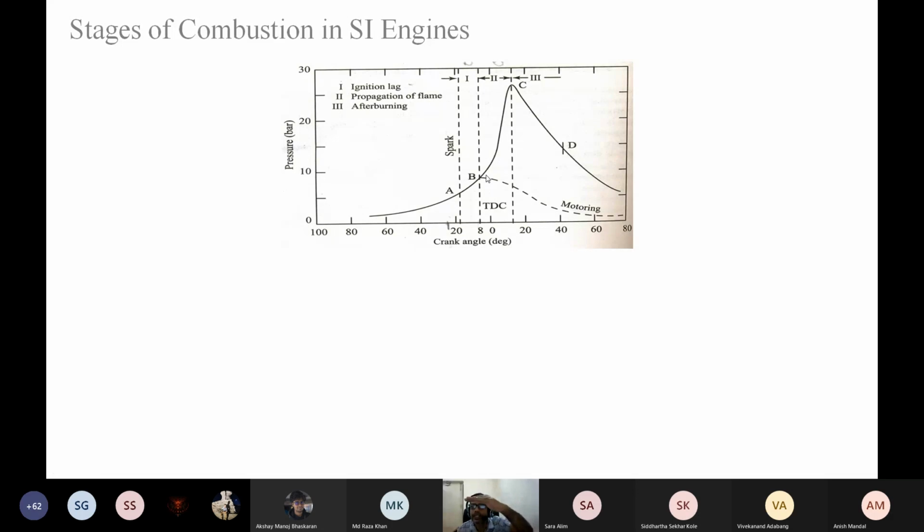And since there is no combustion taking place, once the piston comes down from the top dead center to the bottom dead center, the volume is going to increase and the pressure is immediately going to decrease. You will find that the motoring pressure is very symmetric across the top dead center. So that's the way you can plot the motoring pressure.